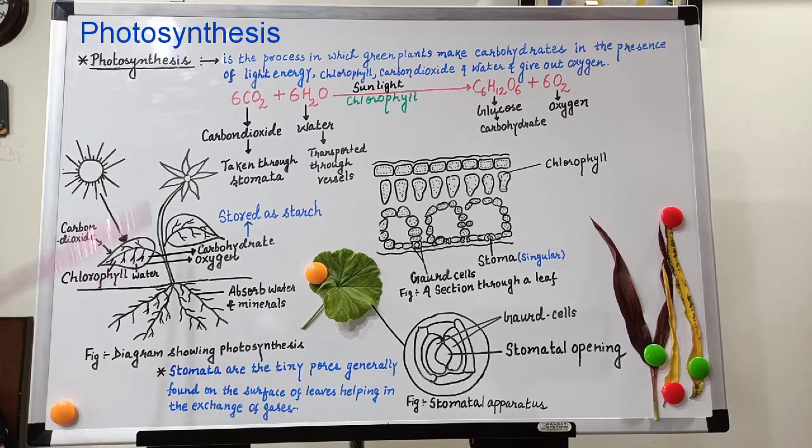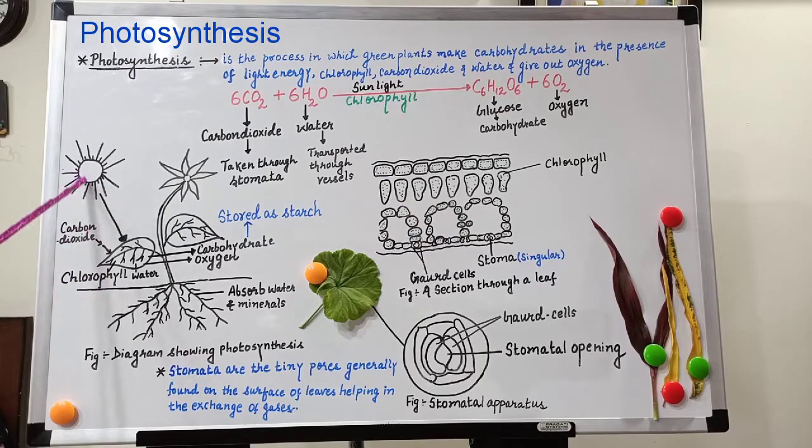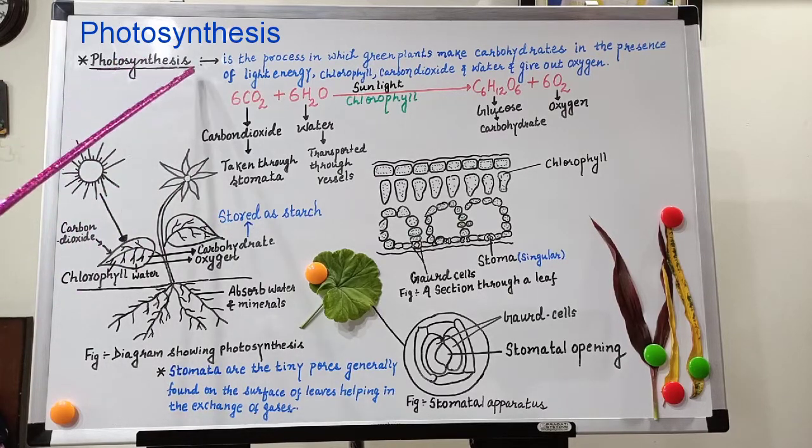Another requirement of photosynthesis is chlorophyll. Chlorophyll is the pigment which makes the leaves green. Now you can see the green leaf here. The green color of this leaf is due to this pigment called chlorophyll. But giving color to the green leaves is not the only function of chlorophyll. The main function of chlorophyll is that it traps the energy of sunlight, or the light energy, and makes the process of photosynthesis possible.